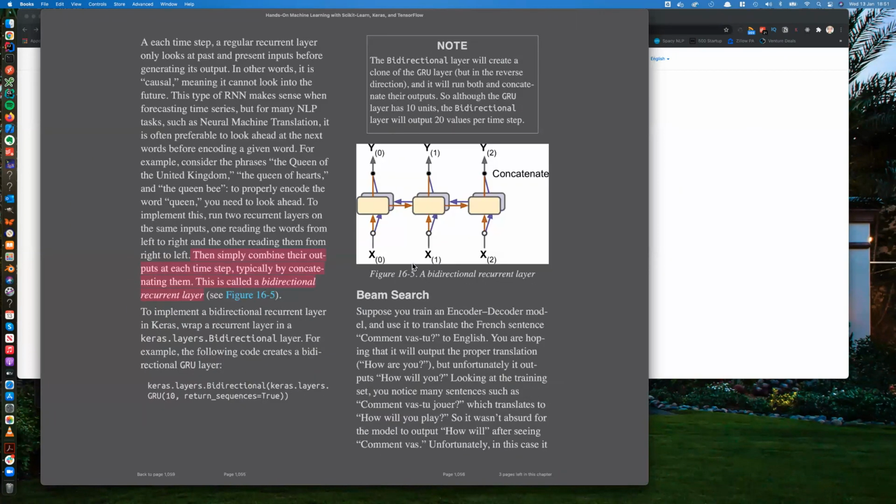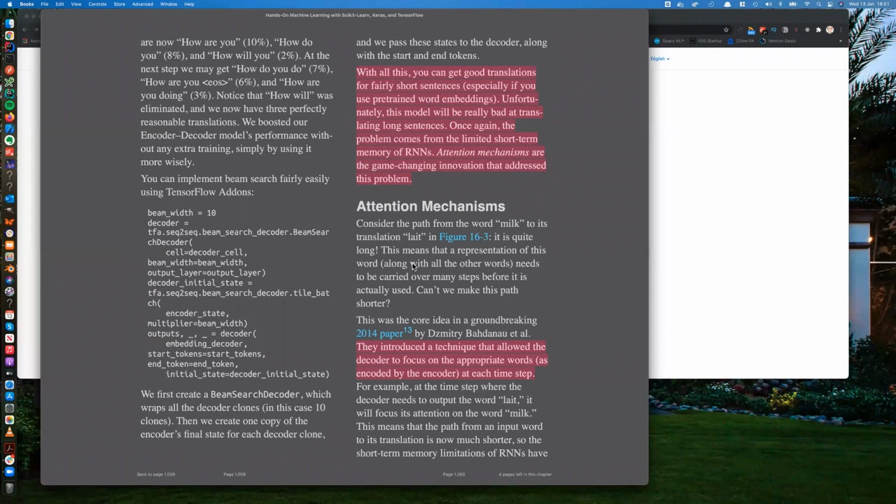So we start with, let's say that we're looking at translation, and we're looking to translate the word milk to its French variant, lait. But the potential mechanism to go from milk to lait might be a little bit convoluted, because it depends on the context in which the word milk was used as to whether this is exactly the correct translation. So this means that a representation of this word along with all the other words needs to be carried over many steps before it is actually used.